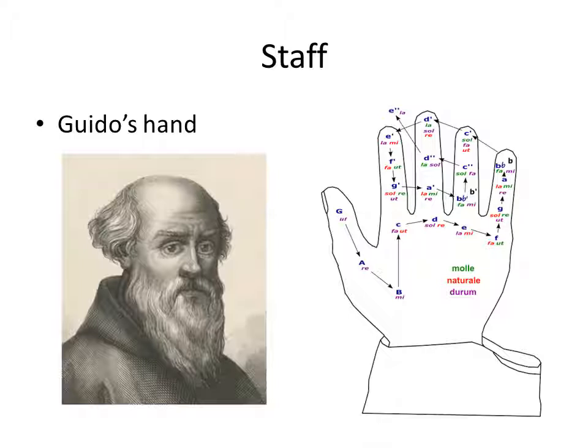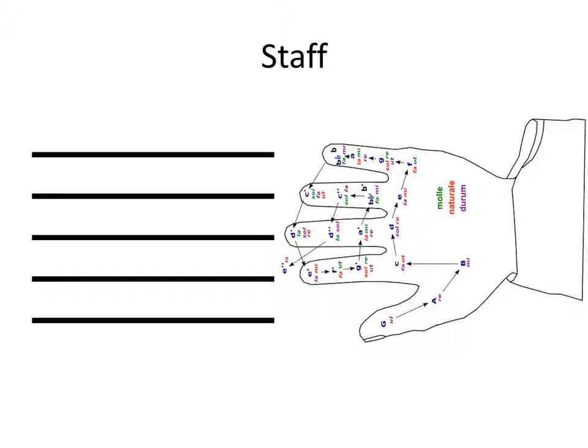Several hundred years ago, before music was written as we know it today, a musician named Guido d'Arezzo came up with a system using his hand that told his choir members which note he wanted them to sing. That system eventually evolved into what we now know as a staff.